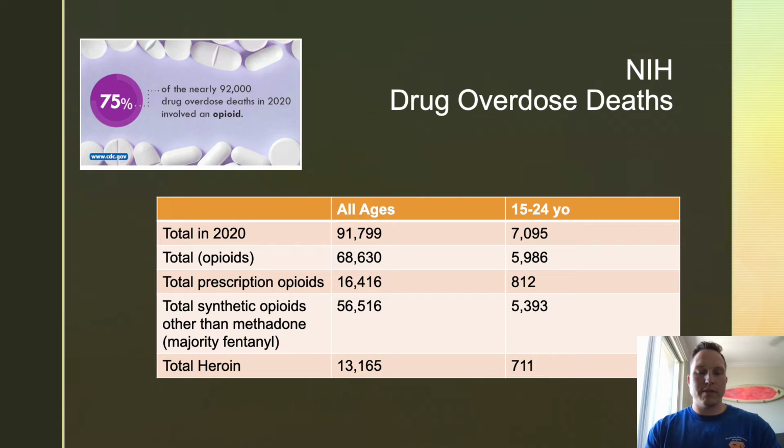So here's a table that I made with data from the National Institutes of Health on drug overdose deaths in 2020. I'm comparing all age groups to the 15 to 24-year-old range, which is our focus with teens. All ages is just short of 92,000 deaths total, and 15 to 24-year-olds is just over 7,000. The majority of them are opioid related, just shy of 6,000 for the 15 to 24-year-olds, and 812 are prescription. The emphasis is on fentanyl, the synthetic opioids, which is 5,393, and heroin is at 711.